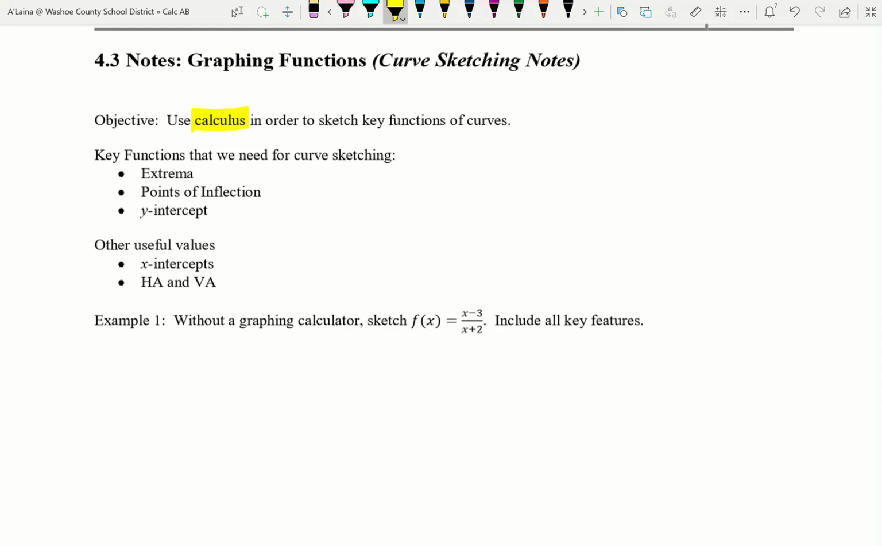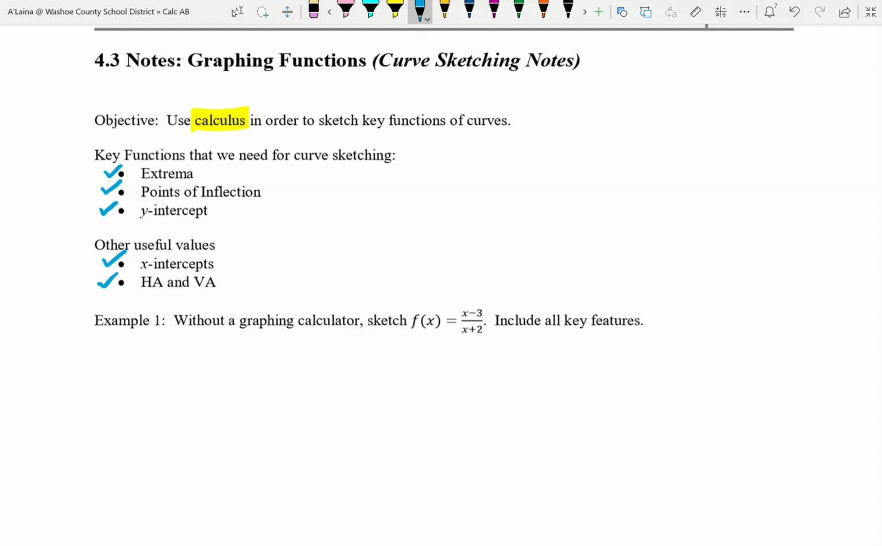with different characteristics. Now, some of the things that we'll be specifically looking for, we are going to want to know, are there any relative or local extrema for the curve? Are there any points of inflection and where are they at? Is there a y-intercept? Where are the x-intercepts at? And if it happens to be a rational function, where are any horizontal and vertical asymptotes?